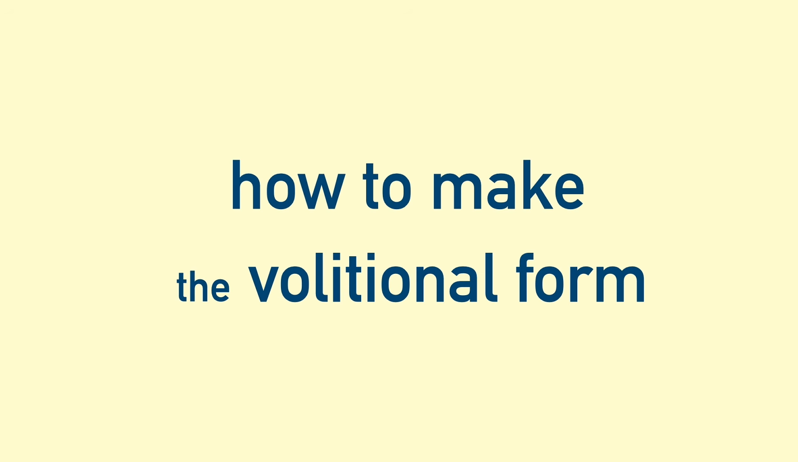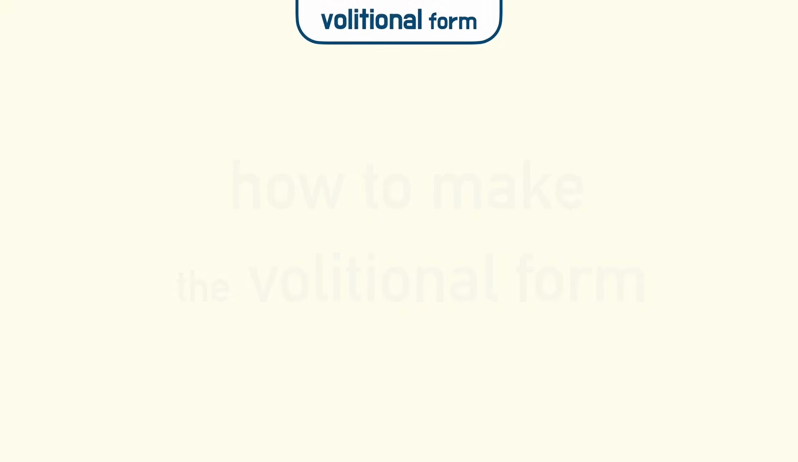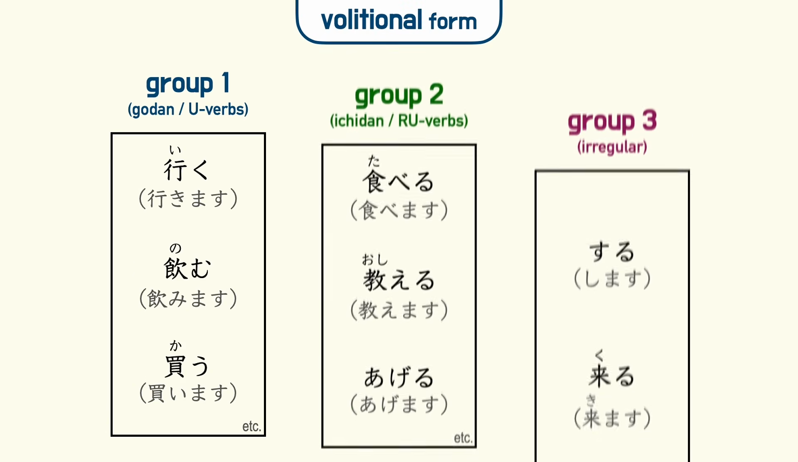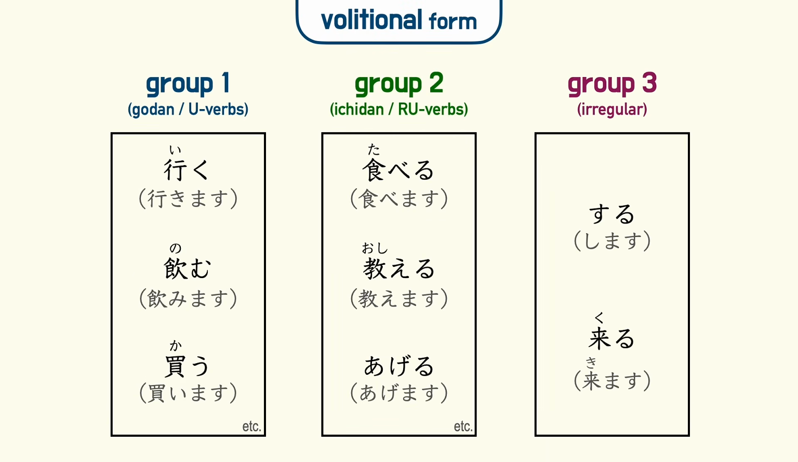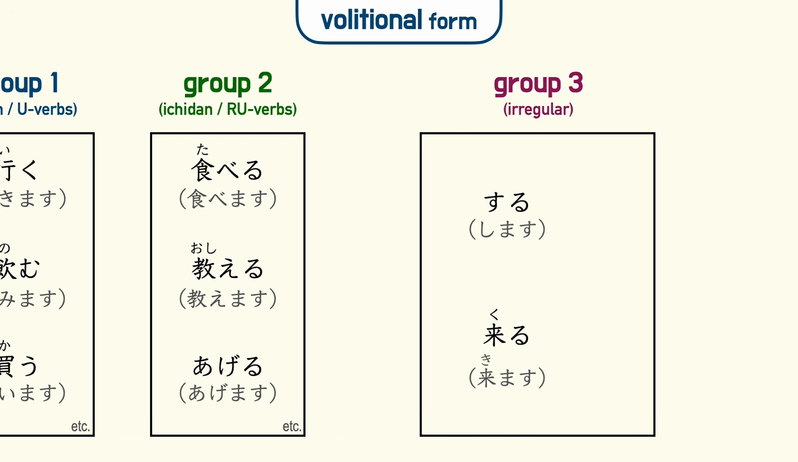How to make the volitional form. First, let's learn how to conjugate the form. As usual, the conjugation rules differ for each verb group. If you want to review how to tell the verb group, go watch the video for lesson 14. Let's start with group 3 verbs.